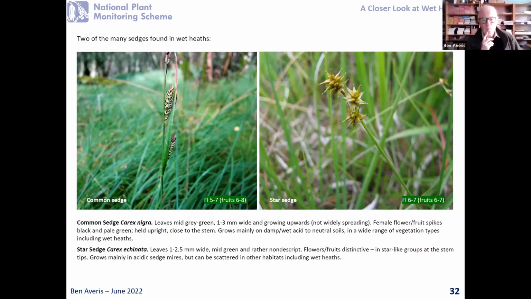Both very, very common. I've put identification details down there, so I'll not go through them all, otherwise we'll take ages. So there's a couple of some of our commonest kinds of sedges that we can find in wet heath, and of course not just in wet heath, they grow in other kinds of wet, damp to wet acid habitats too.